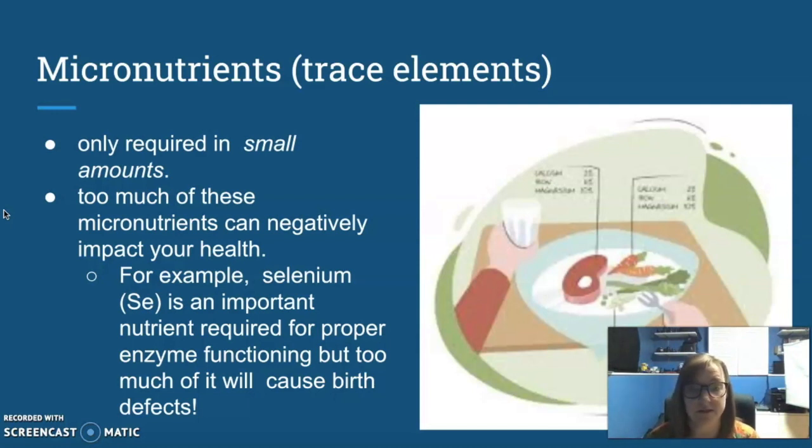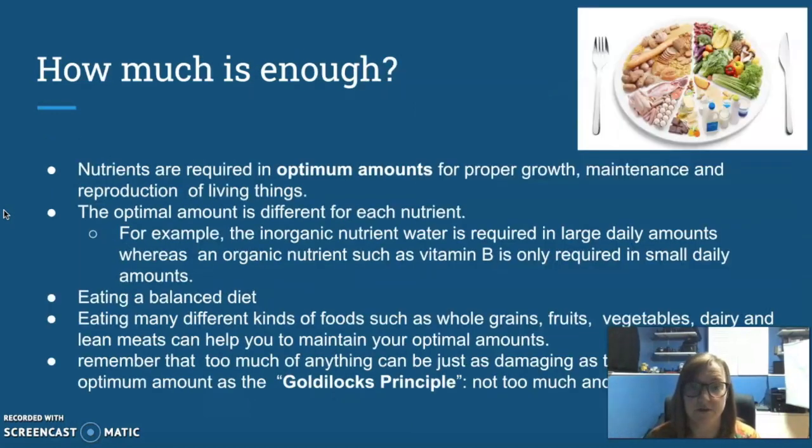So here again is an example given of selenium. And this is required for proper enzyme functioning, but too much can cause birth defects, which is not what you'd necessarily expect when it comes to trace elements. So some of these can have disastrous effects in ways that we don't always see, which is why we've done all of this testing now.